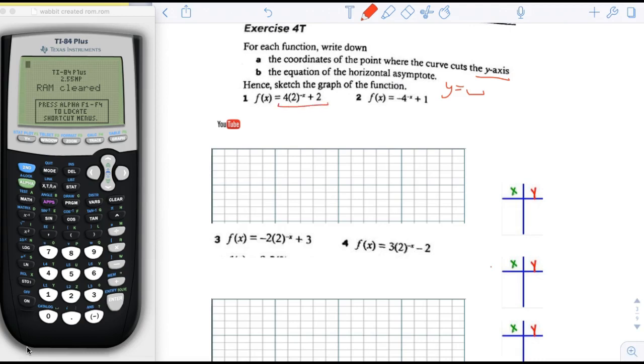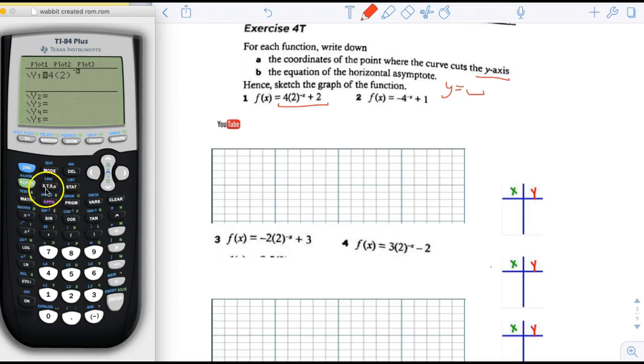Let's do this one first. And of course, since they gave us a function, first thing we're going to do is type it into the calculator. So 4 parentheses 2 exponent to the negative x, right arrow, plus 2. Now, if we just want to see what it looks like, we graph it. But if we want to graph it on our grid paper, then normally we're going to look at the table.